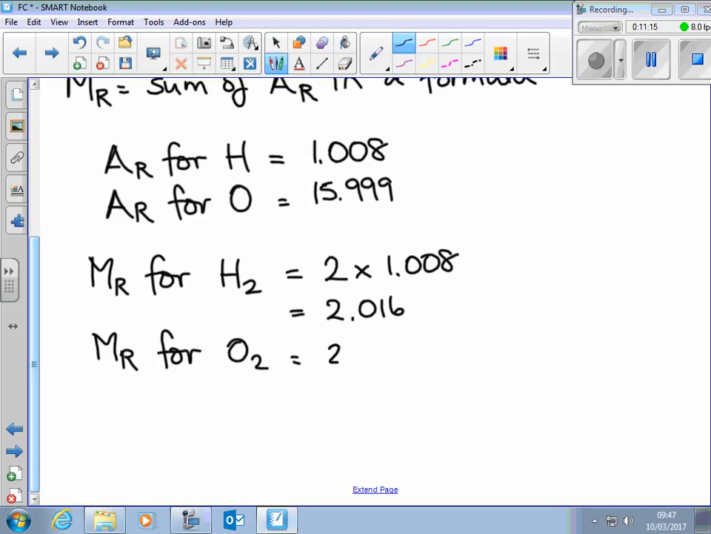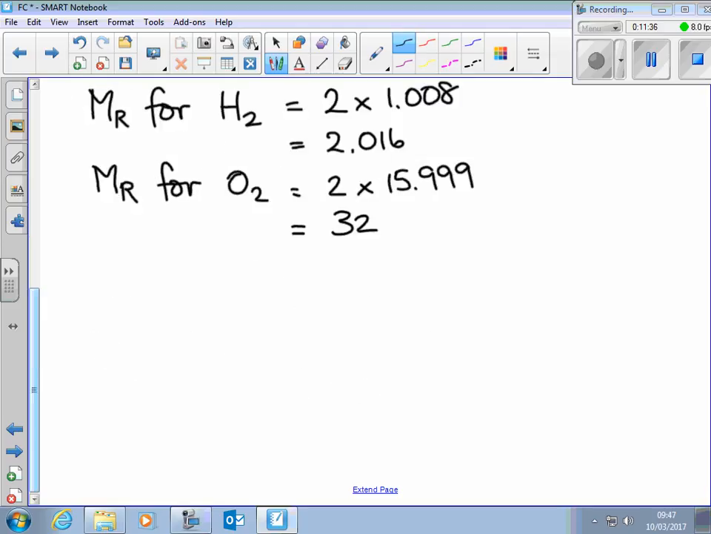So the formula mass for oxygen would be 2 lots of that. You can probably round it. You could quite reasonably say that I would be very tempted to round that to 16 and say it's about 32.